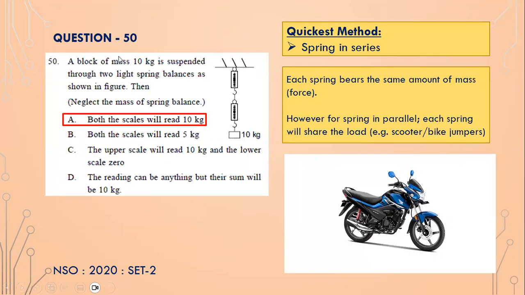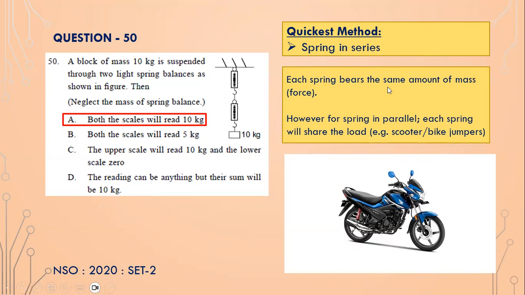Okay, last question. A block of mass 10 kg is suspended through two light spring balances as shown in the figure. Then both scales will read 10 kg, isn't it? Because for this spring, the final weight is 10 kg plus this spring. So this spring actually will read a bit more than 10 kg. But for this spring, the weight is 10 kg. Both the springs are lifting 10 kg. So both the scales will read 10 kg.